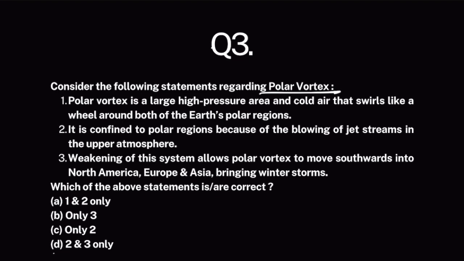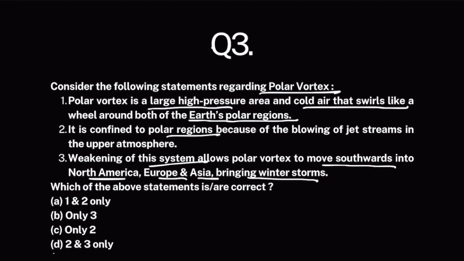Polar vortex is a large high pressure area and cold air that swirls like a wheel around both of the Earth's polar regions, that is North and South Pole. Okay, it is confined to polar regions because of the blowing of jet streams in the upper atmosphere. Weakening of this system allows polar vortex to move southwards into North America, Europe, Asia, bringing winter storms.